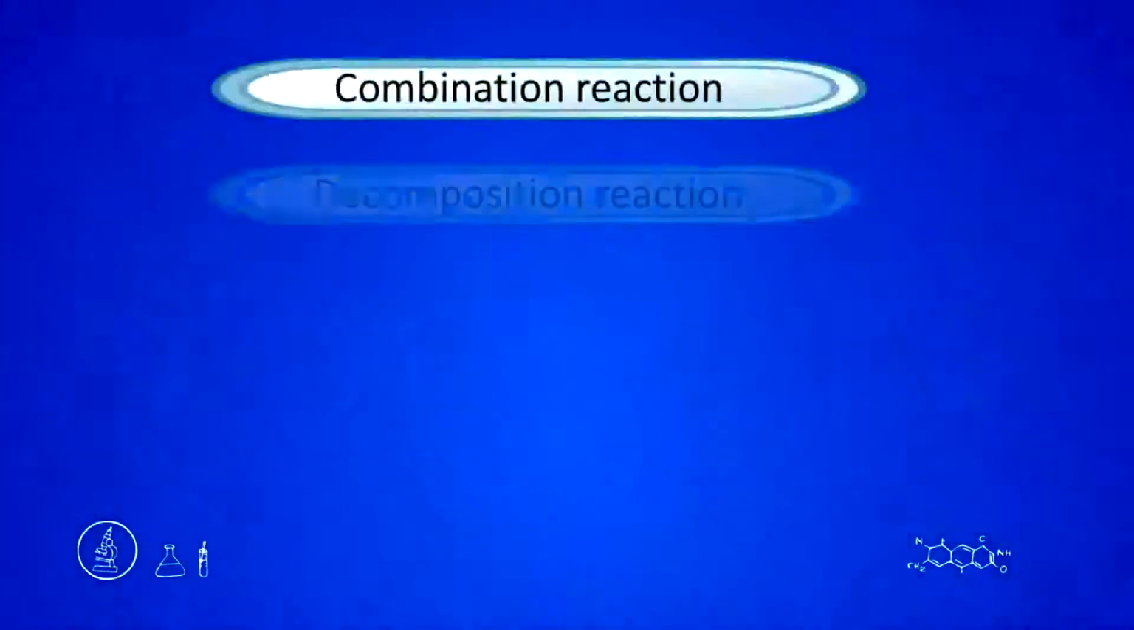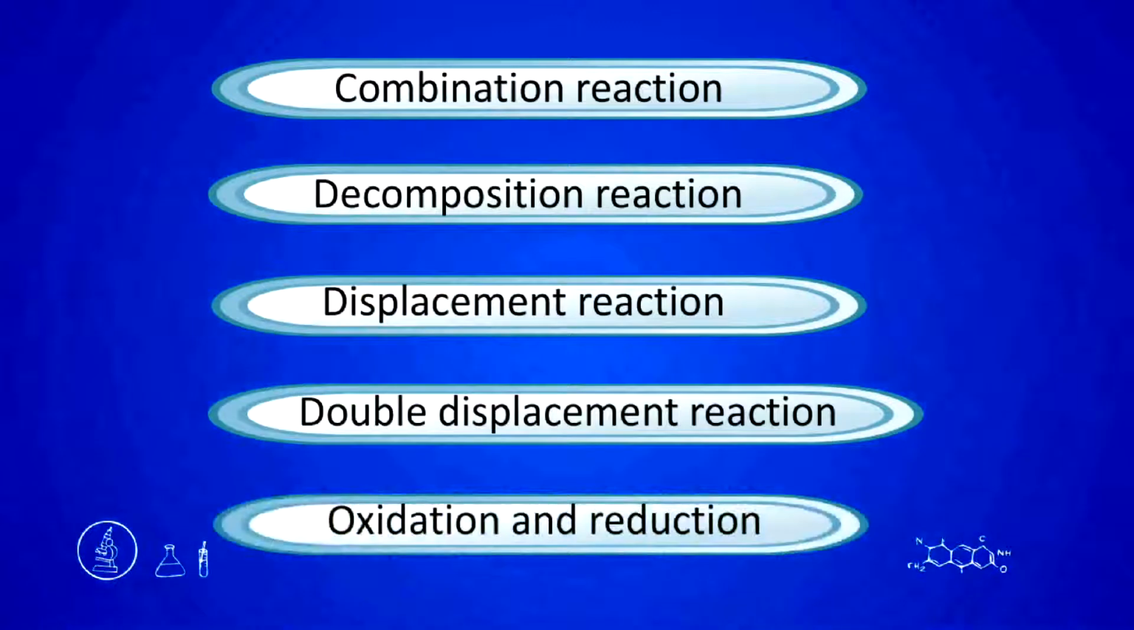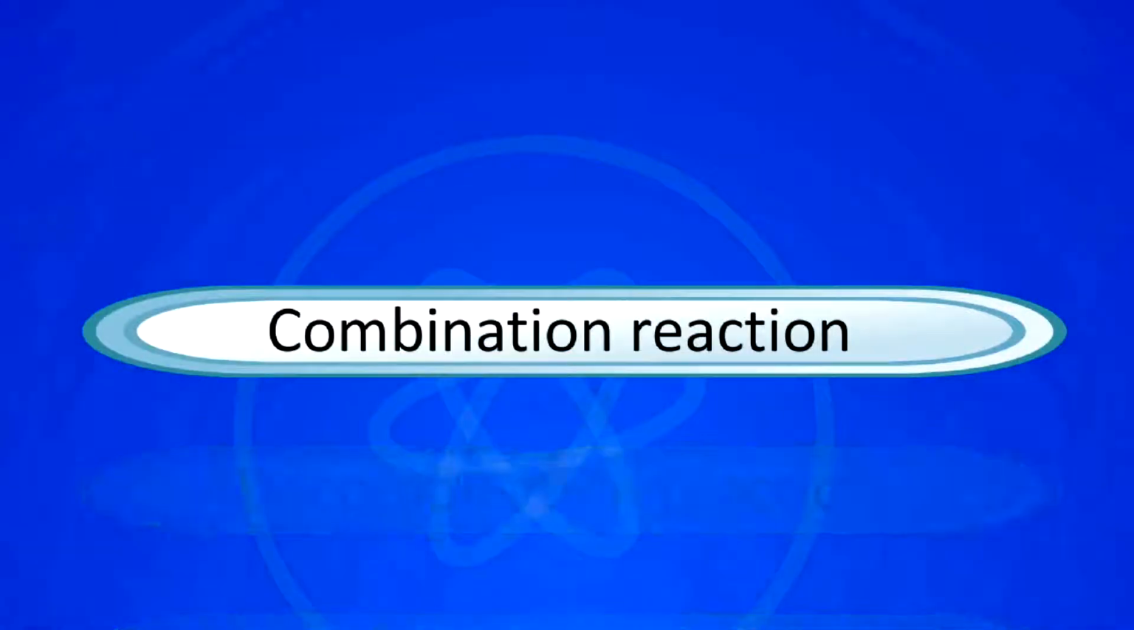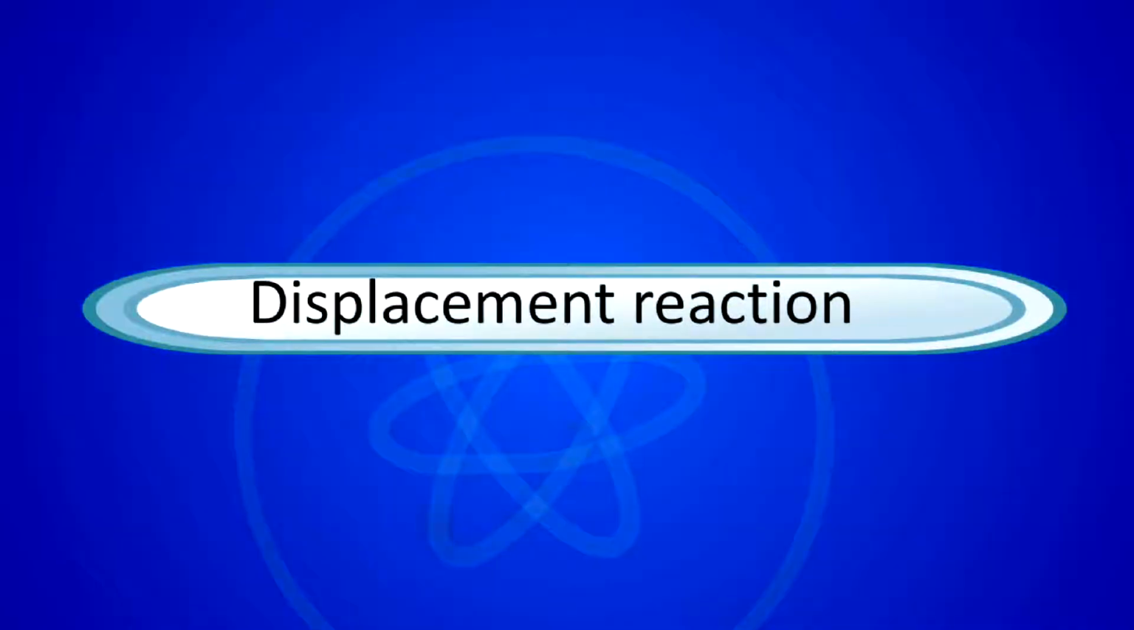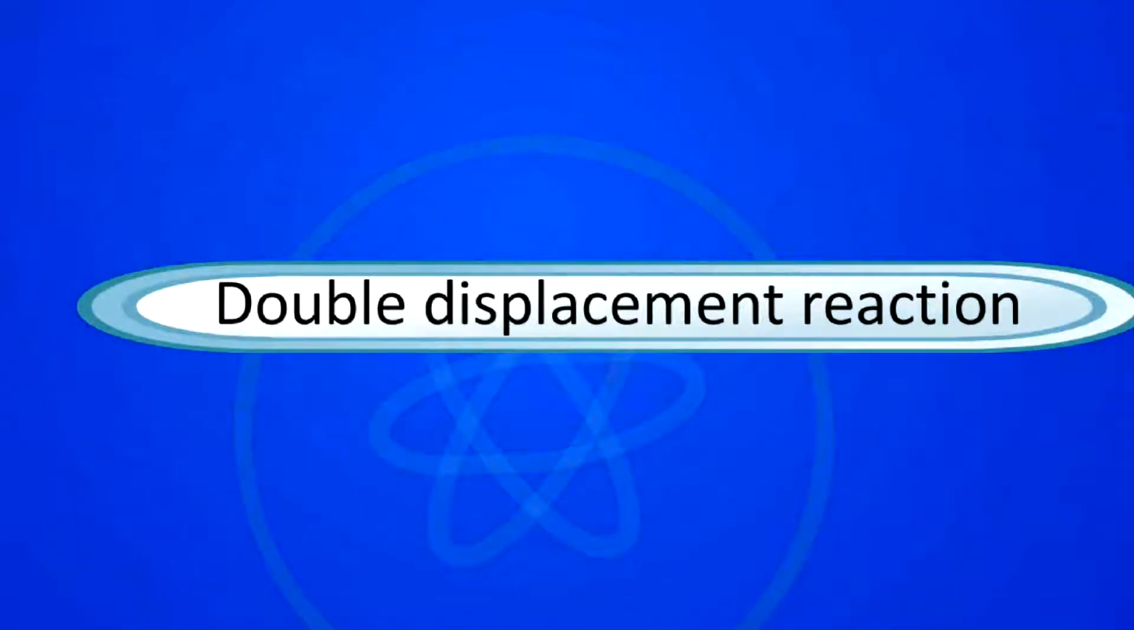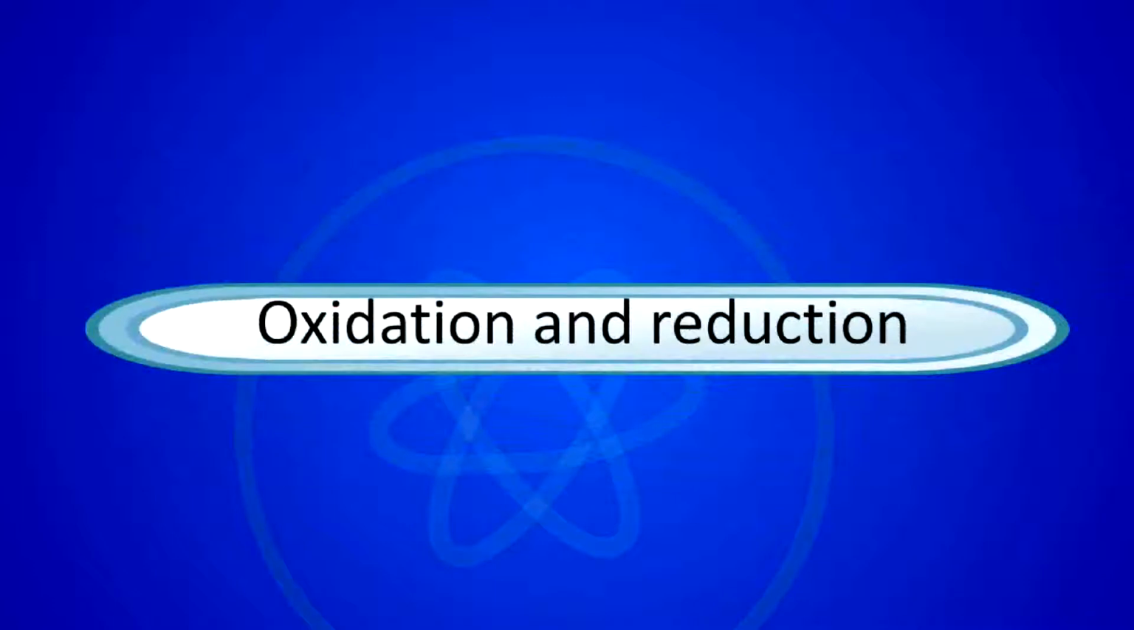There are 5 types of chemical reaction: combination reaction, decomposition reaction, displacement reaction, double displacement reaction, oxidation and reduction.